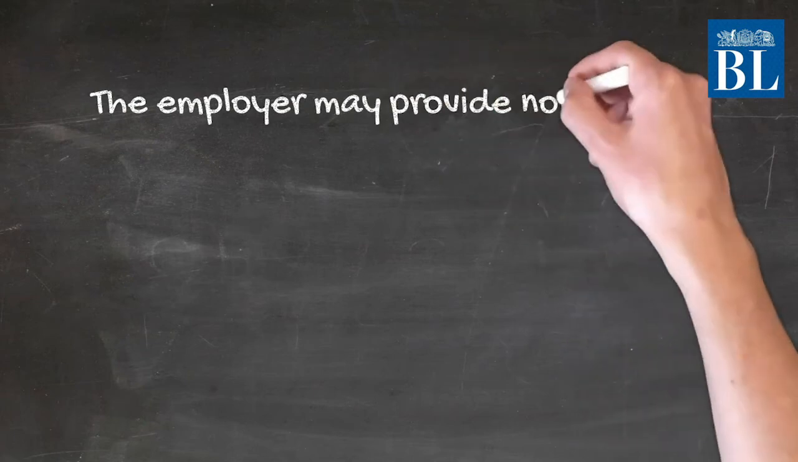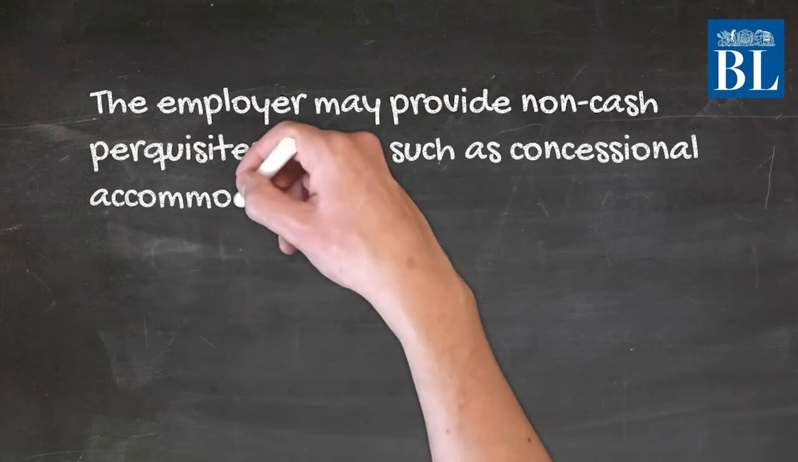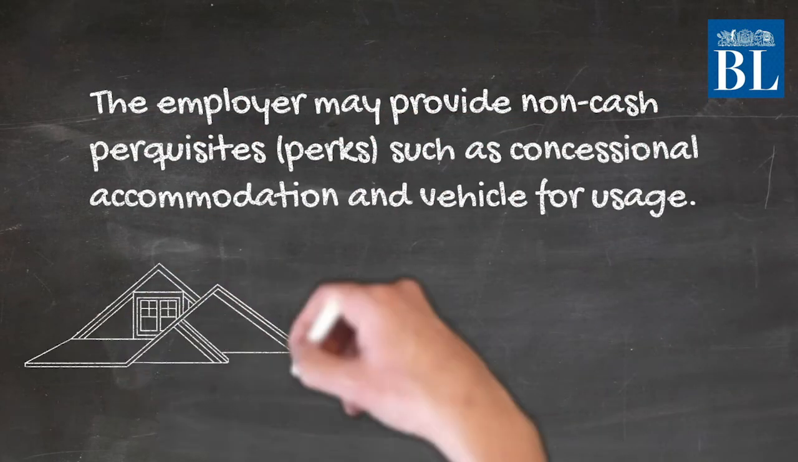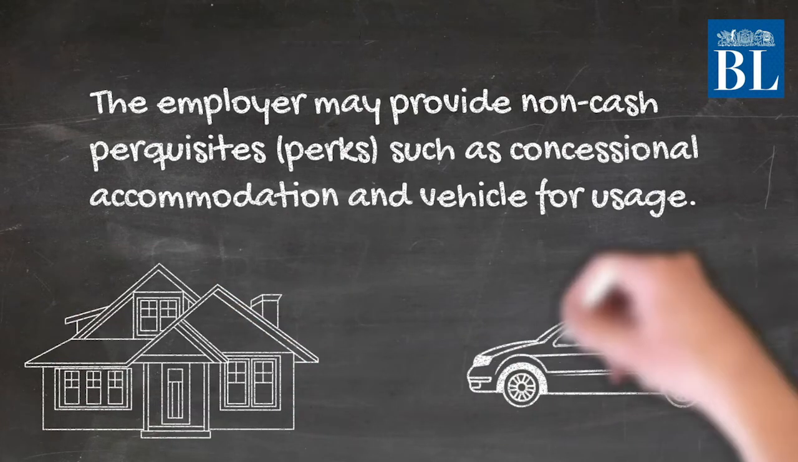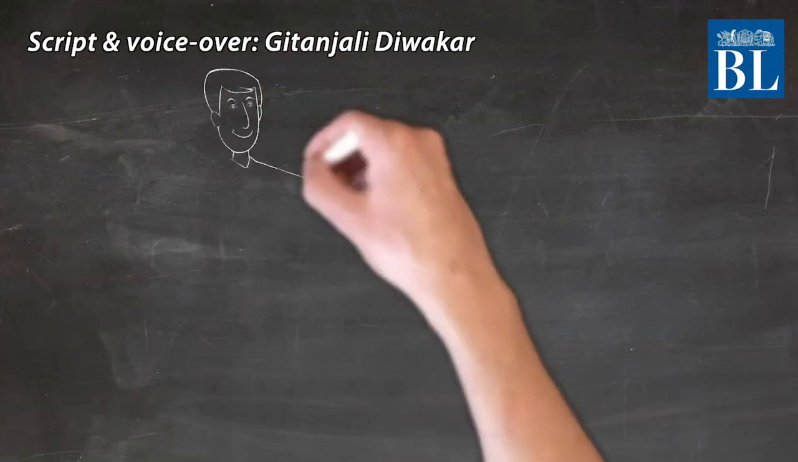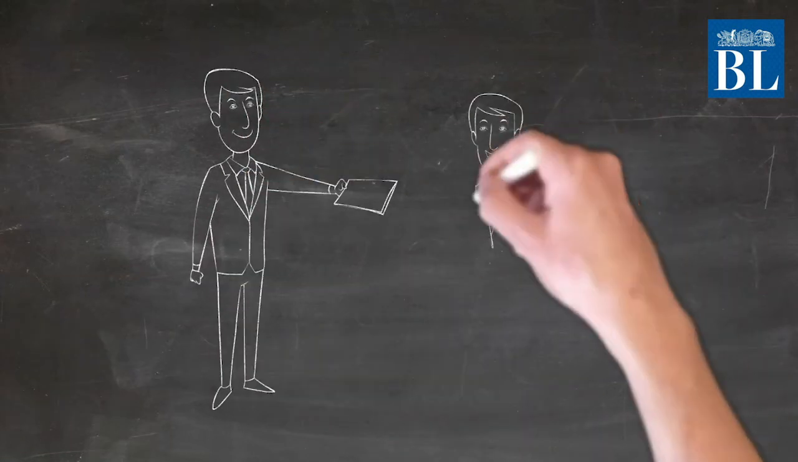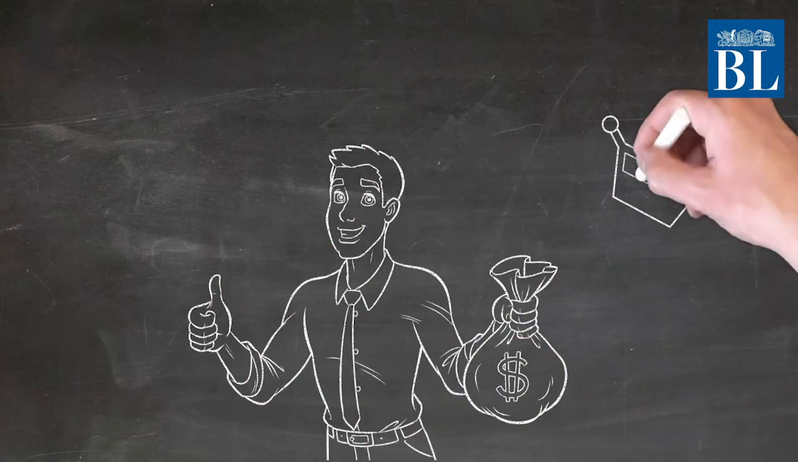In addition to these cash components, the employer may provide non-cash perquisites, also known as perks. Some of these perks include a concessional accommodation and even a vehicle for usage. These are not reflected in the payslip but are part of the cost to company provided by the employer. Some perquisites, like food vouchers, are tax efficient.